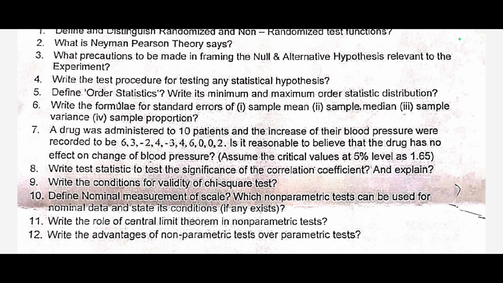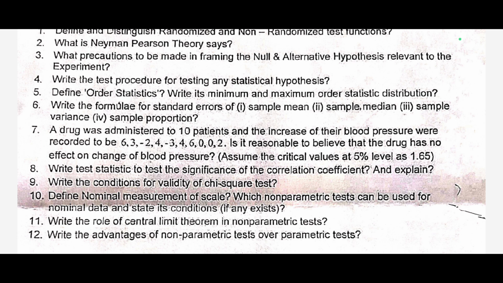A drug was administered to 10 patients and the increase of their blood pressure was recorded to be 6, 3, minus 2, 4, minus 3, 4, 6, 0, 0, 2. Is it reasonable to believe that the drug has no effect on change of blood pressure? Assume the critical value at 5% level as 1.65.